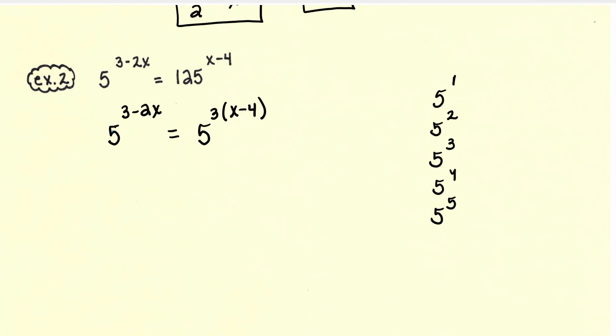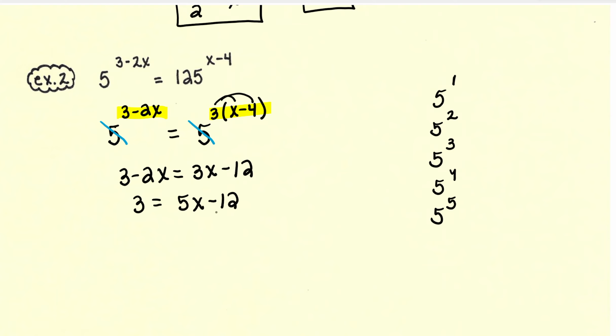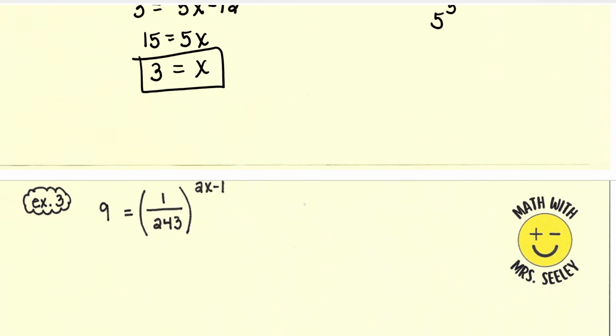Now that we have the same base, drop those bases, set those exponents equal, and you just have a nice equation to solve. Bring down the 3 minus 2x equals, distribute, and you get 3x minus 12. I'm going to add my 2x over, so I have 3 equals 5x minus 12. Add your 12 over, so you have 15 equals 5x, and x is equal to 3. Let's look at example 3.